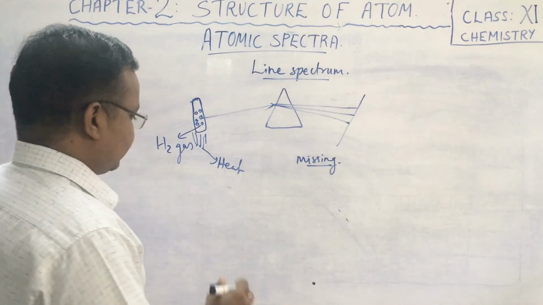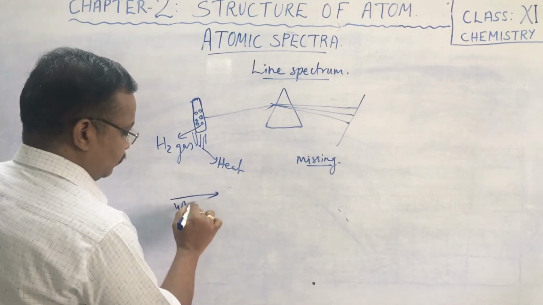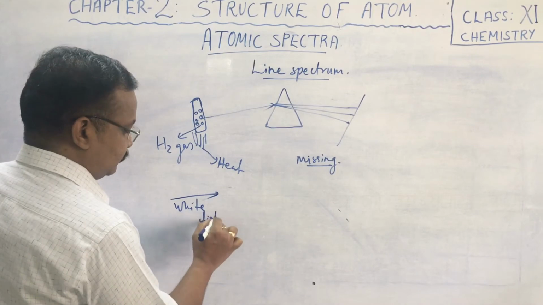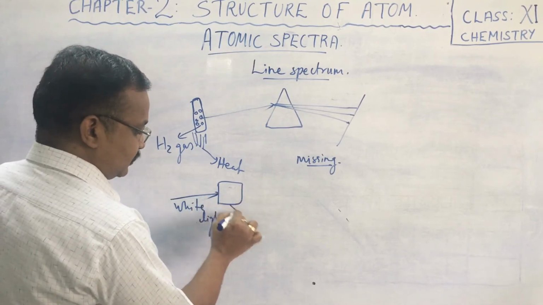Another one we have is, if you allow white light, this is our white light, to pass through a particular sample.